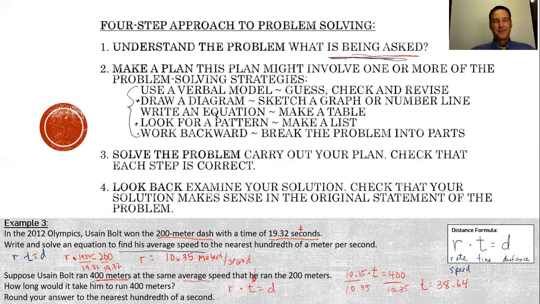I don't even think he runs the 400 meter. He's just a 100, 200 meter man. Nonetheless, he is super fast. So in 400 meters, he can run that distance in this time. Round your answer to the nearest hundredth of a second, and of course, this is correct, tenths and hundredths.